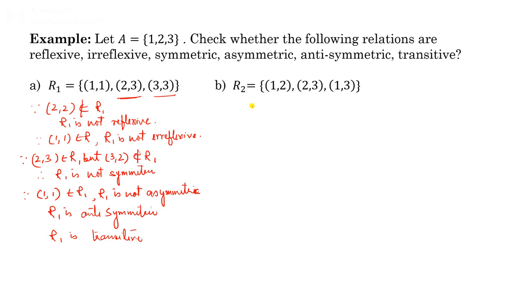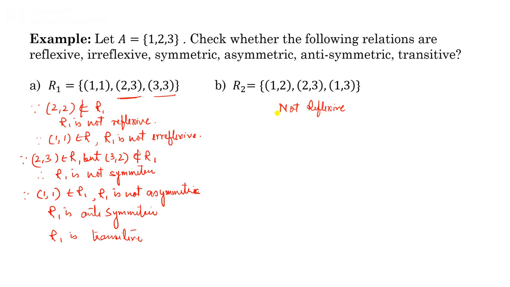Now check R2. Look at this, reflexive. If we talk about reflexive, (1,1) is not there, (2,2) is not there, (3,3) is not there. So I am directly writing it, you can give an example. So this is not reflexive. Whenever you have to answer these types of questions, you have to justify also, just like I have given this example. So before writing not reflexive, it is not sufficient to write not reflexive. You have to give the example, just as I have given here.